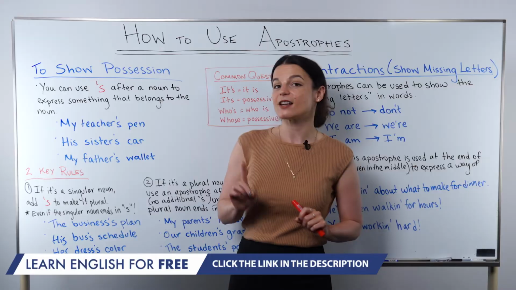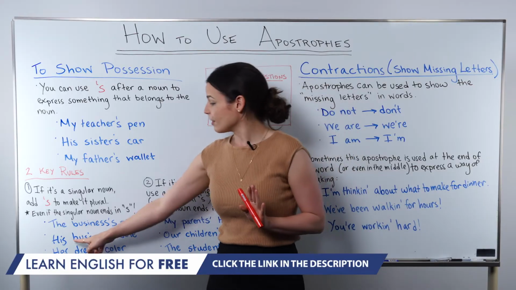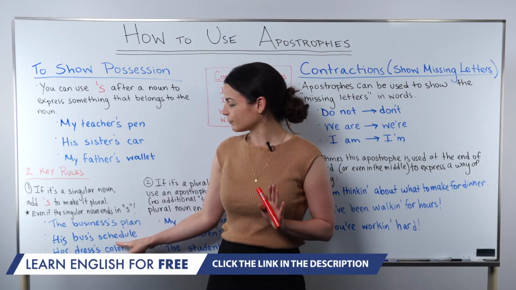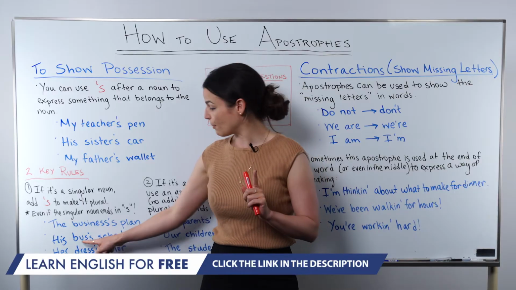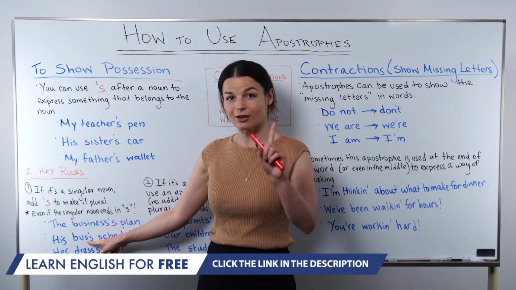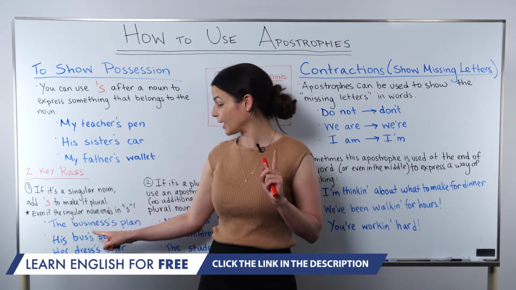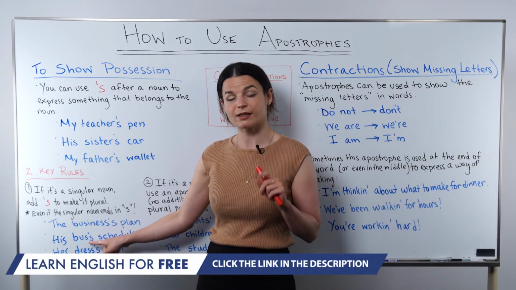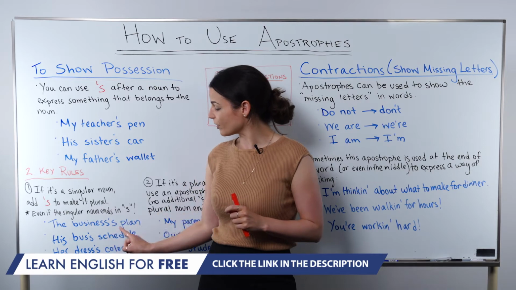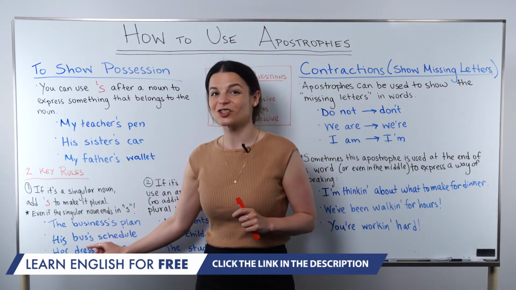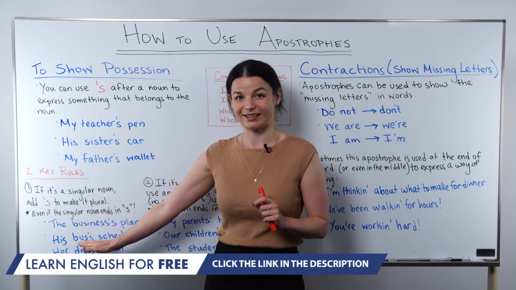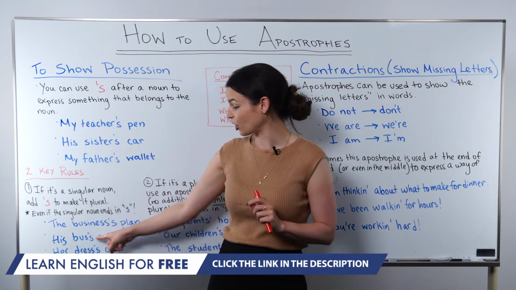Okay, let's look at another example of this. His bus's schedule. So again, bus is a singular noun that ends with s. We still have to follow this rule. We add apostrophe s after the bus to show ownership. So this schedule belongs to the bus, or his bus in this case. So it's some kind of connection we're showing here.